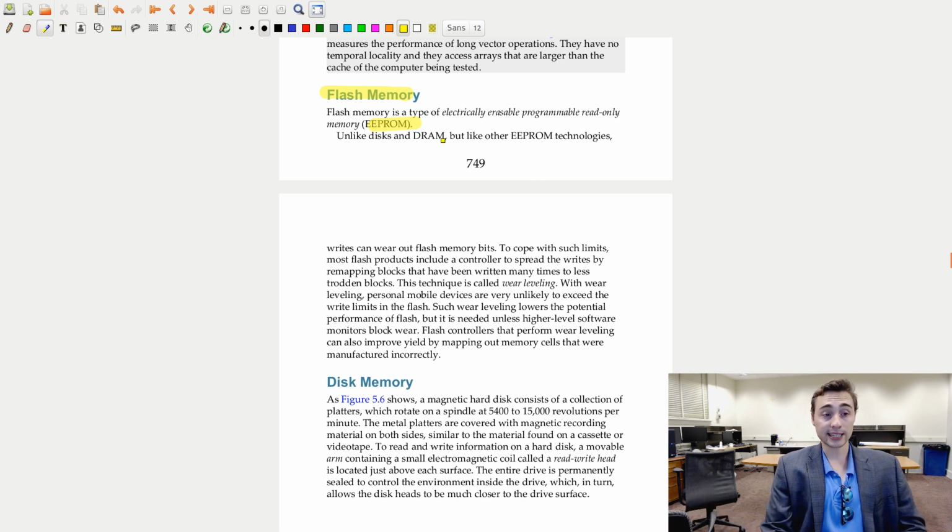So unlike disks and DRAM, but like other EEPROM technologies, writes can wear out flash memory bits. That's not good. So how do we cope with such limits? They have a controller that spreads writes by remapping blocks that have been written many times.